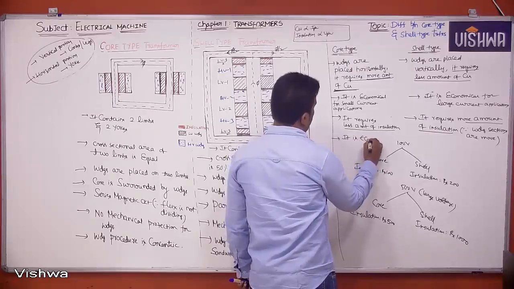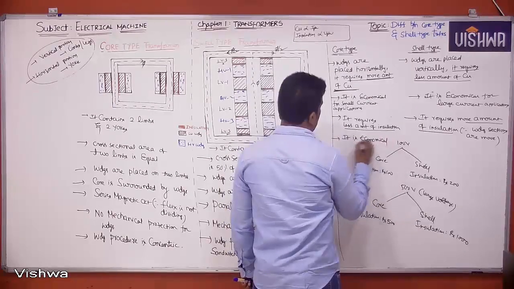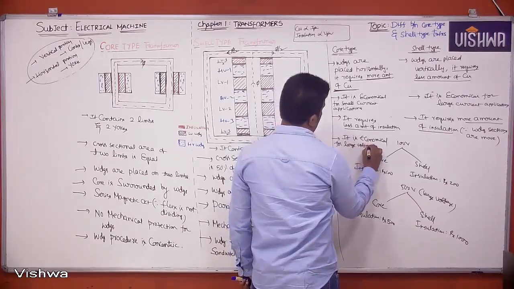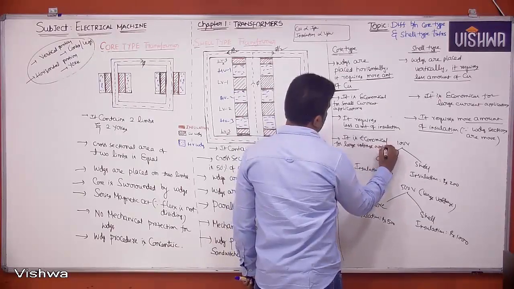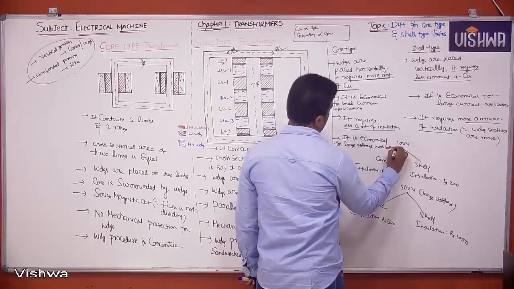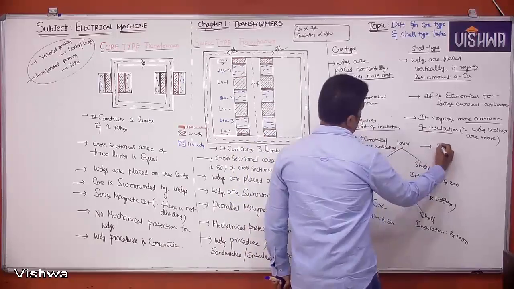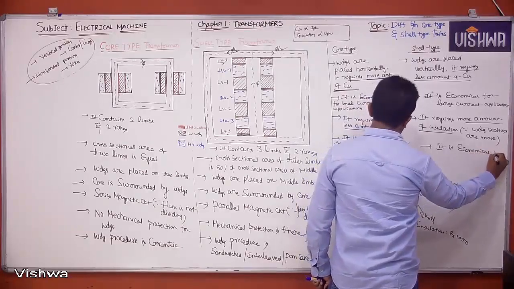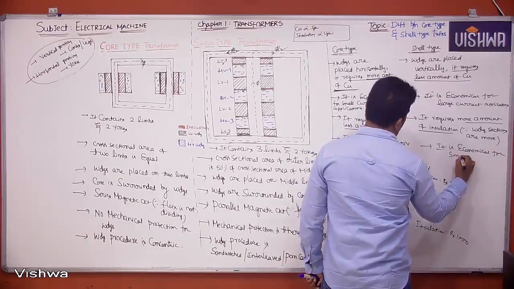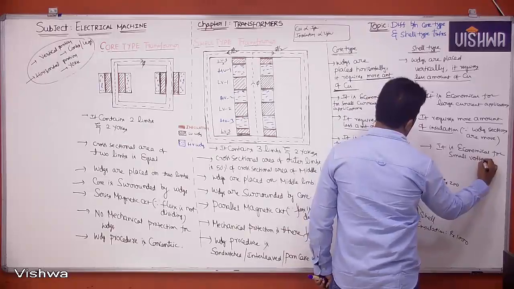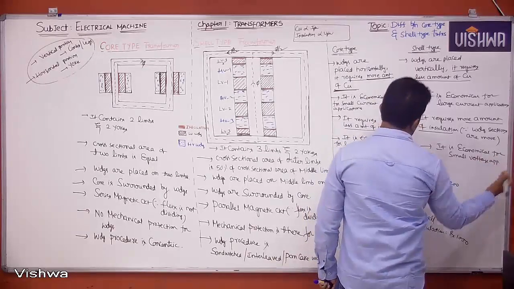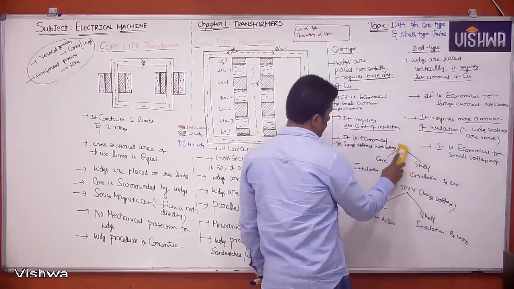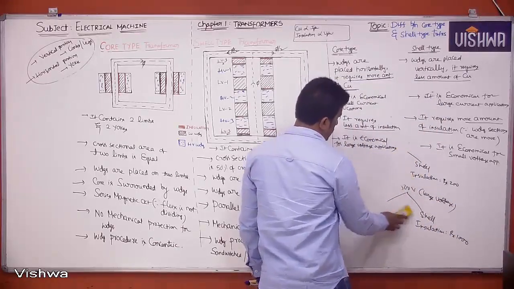So I can write here: it is economical for large voltage applications. And this one is economical for small voltage applications. Okay. Once again, I'm going to erase this example. It's only for your understanding purpose that I have taken this one.